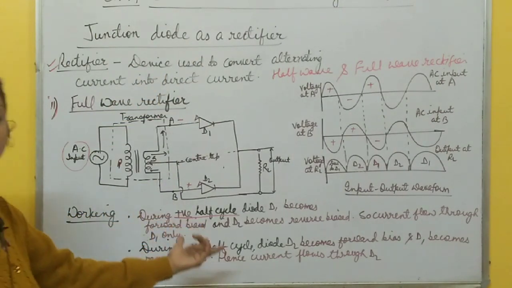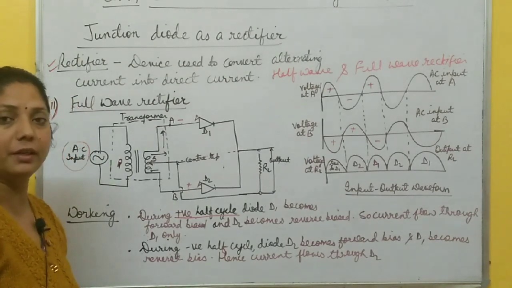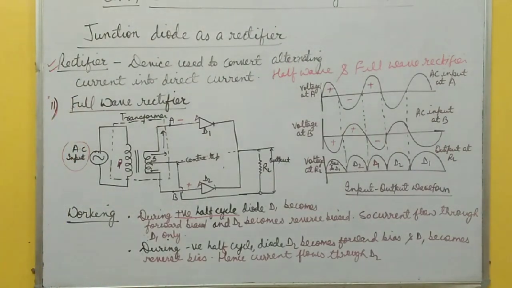During the positive half cycle, what happens? During the negative half cycle, what happens? You get full marks. Okay, hope you understood. Please take a screenshot of this one fast.